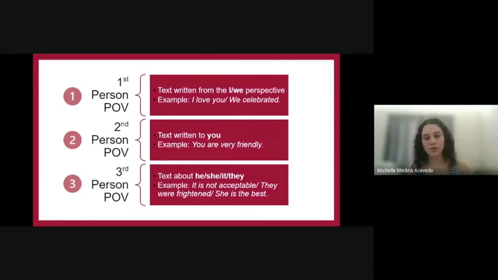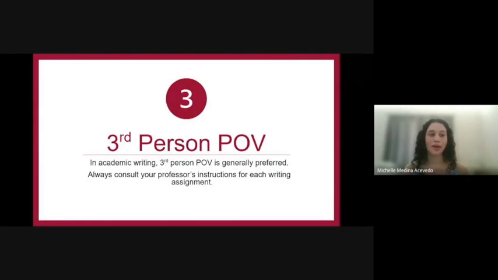Now, the third person point of view is a text about he, she, it, or they. Depending on if it's a thing or if it's a person, if it's singular or if it's plural, we would say, for example, it is not acceptable, or they were frightened, or she is the best. So here, I am not included. If I am the author, I am not included in what I am writing. I am talking about them. So in academic writing, we usually prefer to write in the third person.